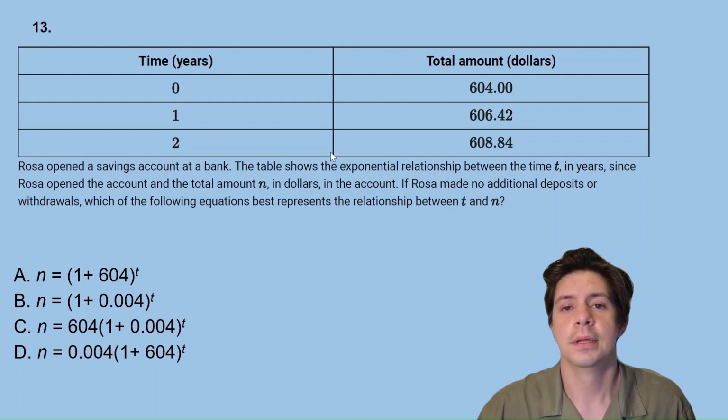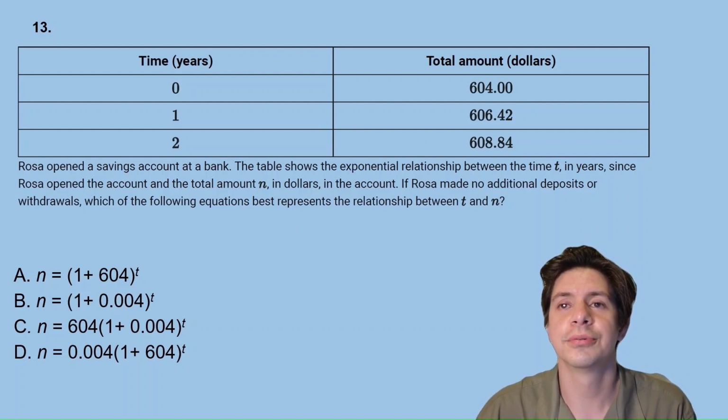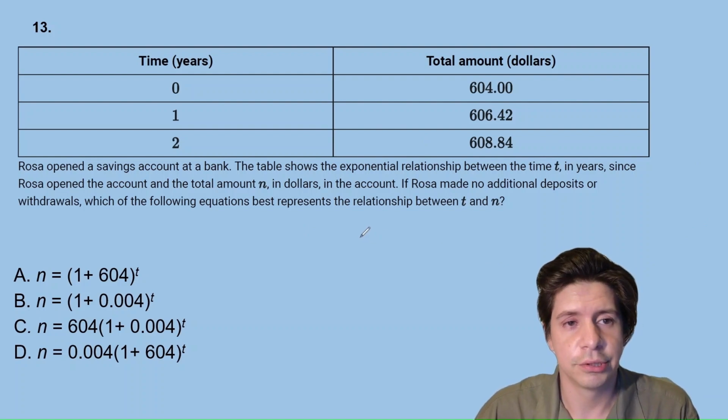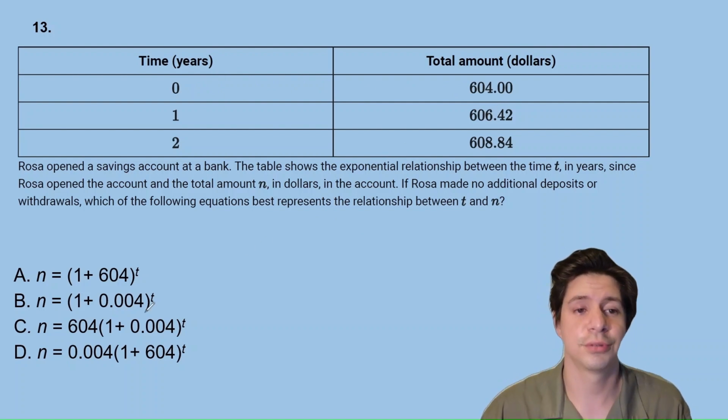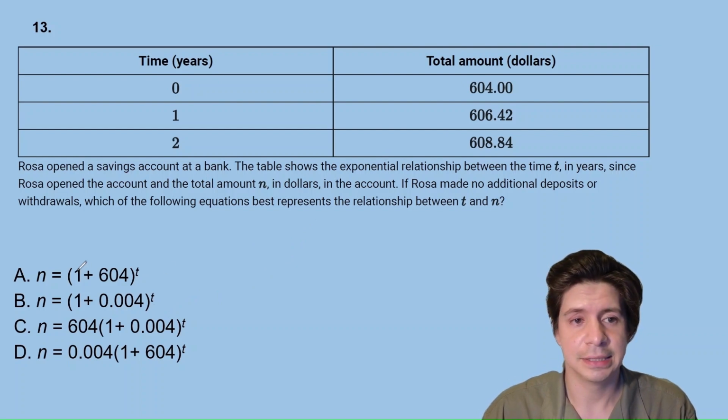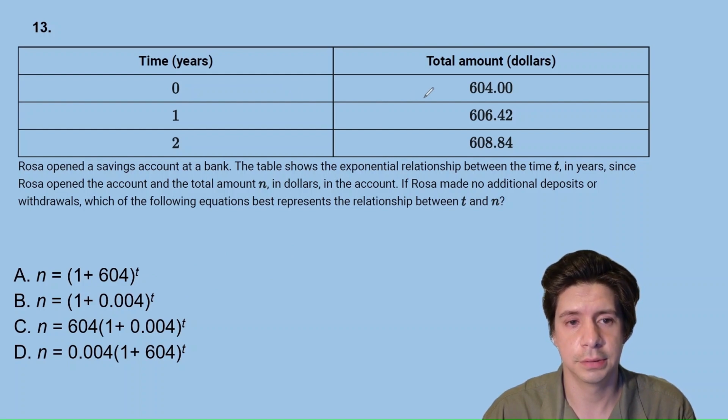Okay, so we want to see the relationship between those two values. So we're going to find it, right? Rosa opened the account for a total amount of n dollars. So when she opened it, it was at 604, right? Because that's the initial amount, and then it goes up. Okay, so just looking at the answer choices, because it's going to be really simple when you do this, we want to start when we have 0, which of these gives us 604, right?